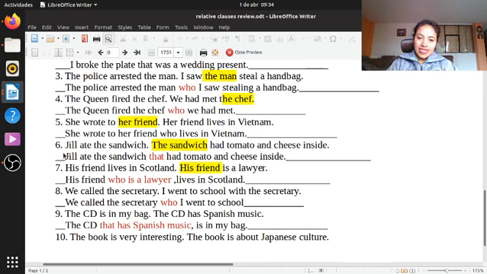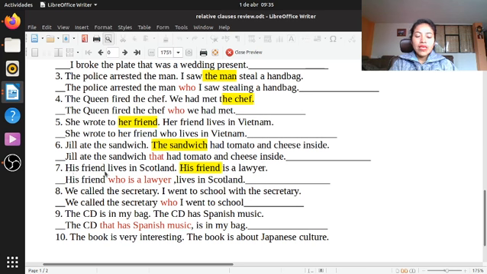Jill ate the sandwich. The sandwich had tomato and cheese inside. What do we have in common here? Very good, the sandwich. The sandwich is an object. We are going to use that. Very good. Jill ate the sandwich that had tomato and cheese inside. Very good. Here we have more ideas.